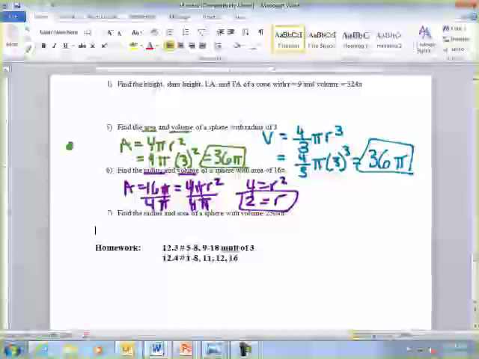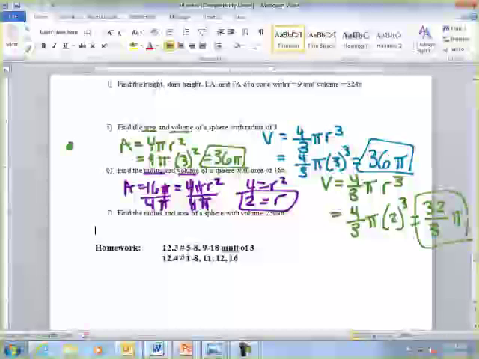Then once we know our radius, we can find volume. 4/3 pi radius cubed. We found a radius of 2. 2 cubed is 8 times 4 is 32. And divided by 3 is not a nice number. So we're just going to let it be instead of dividing it out, because that would give us a repeating decimal. So we'll just let it stay a fraction. Wait. How do you get 32? 2 cubed is 8, and then times 4 is 32.